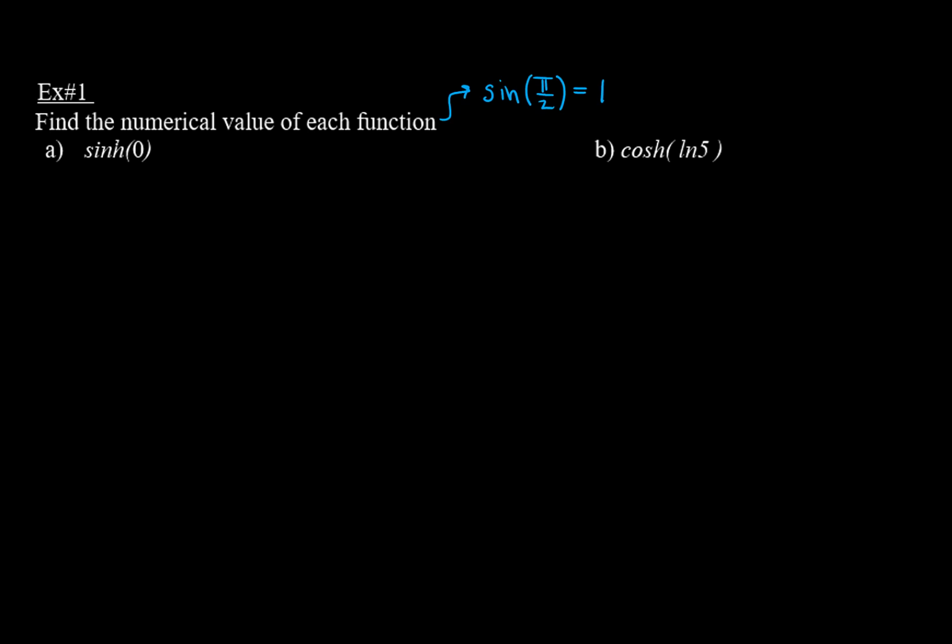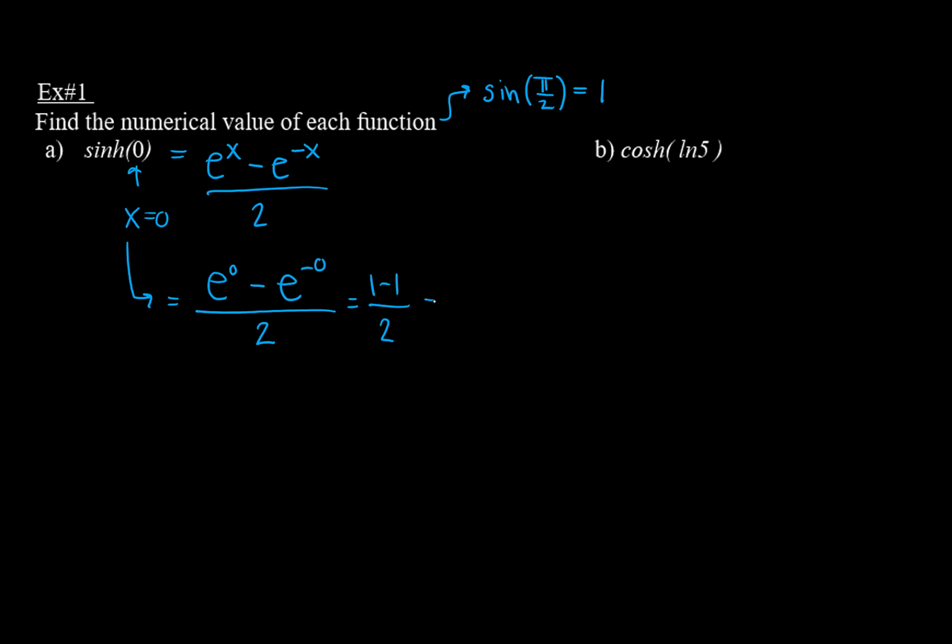Let's figure out what the sinh is of 0. So we're evaluating this sinh formula for when x is equal to 0. If I'm plugging in x equals 0, I'm going to have e to the 0 minus e to the negative 0 all over 2. And I end up with 1 minus 1 over 2, which is 0, because 0 divided by 2 is 0.